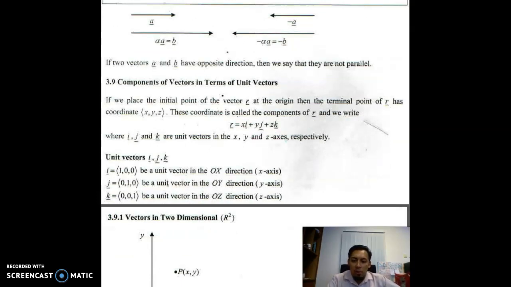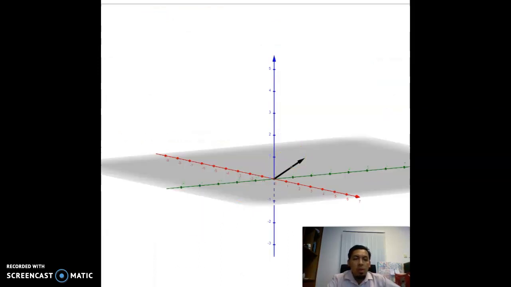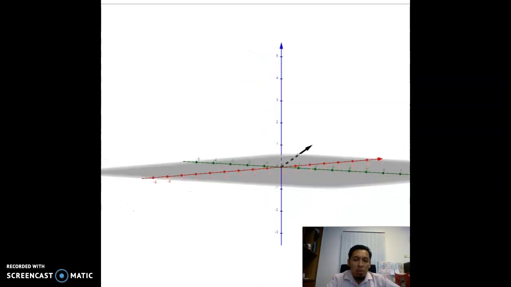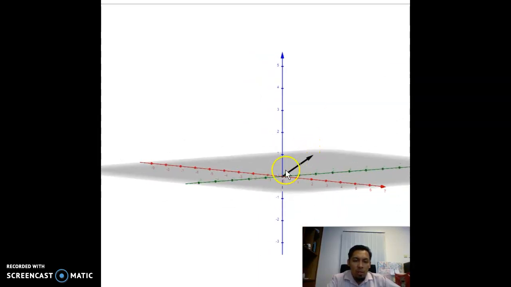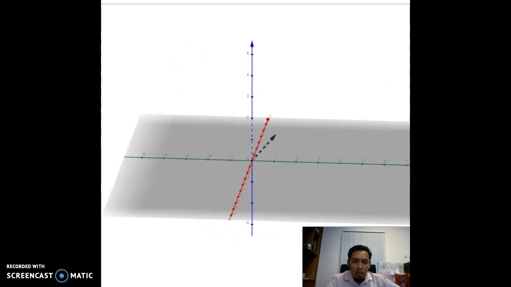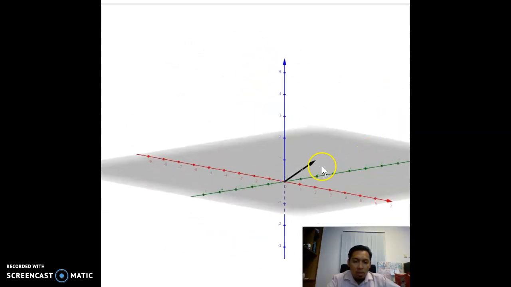Let me show you what that means. This is an example of a unit vector, where as you can see, this is 3D, where you have x, y, and z. This length is equal to 1. This length is equal to 1. So if you convert any vector into a unit vector, you will get this line, which is 1.